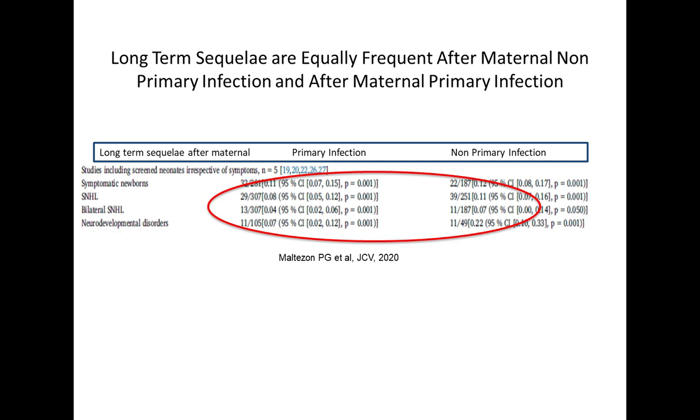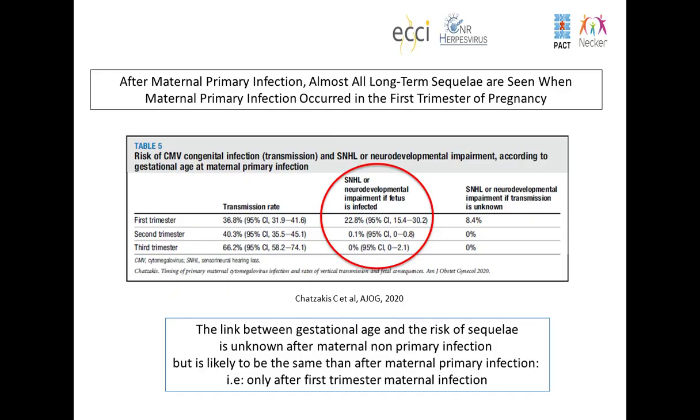And you see here in that slide a table coming from a meta-analysis of the literature that shows that hearing loss and neurodevelopmental disorder were equally frequent in babies infected after primary infection or after non-primary infection. Another important notion to understand is that after a maternal primary infection, almost all long-term sequelae are seen when maternal primary infection had occurred in the first trimester of pregnancy.